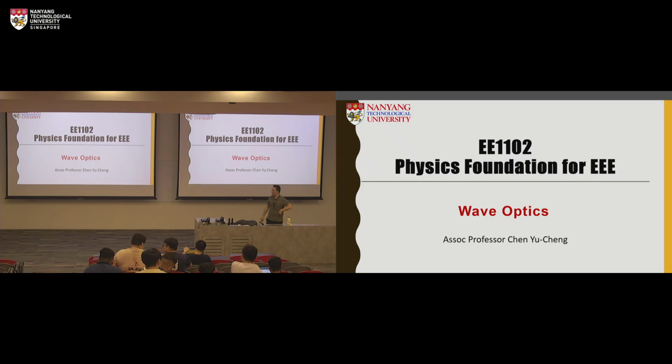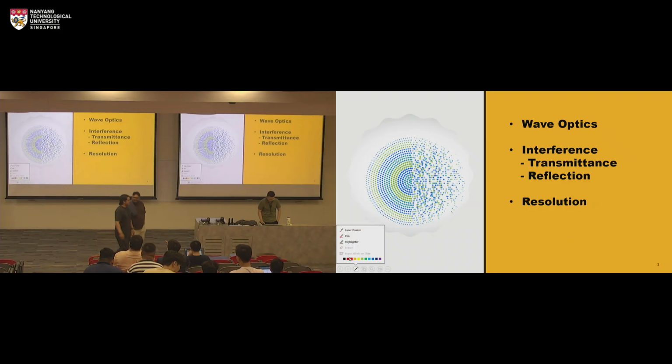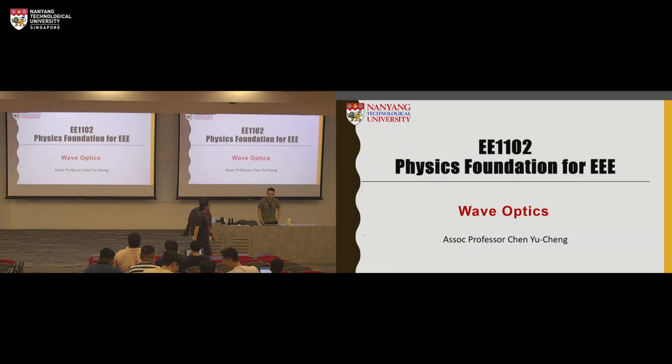Okay, so now moving on to chapter 3. Chapter 3 is on wave optics. As we said, the first two chapters deal with light considered as a straight line, which we call a ray.